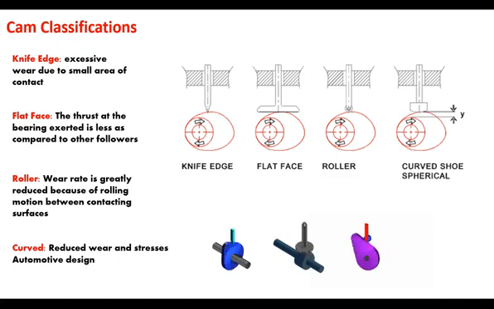And then you've got a curved surface. Sometimes it's called a shoe or a spherical surface. So you're riding on a round surface, but it doesn't roll. So it's got a curved surface, so there's really just a point or a line of contact between the cam and the follower. So those are the 4 classifications of the follower.